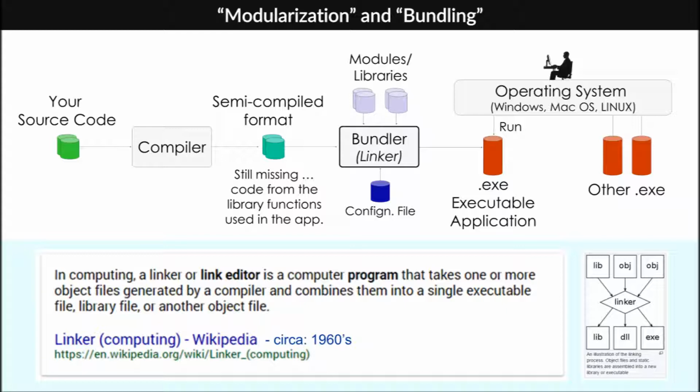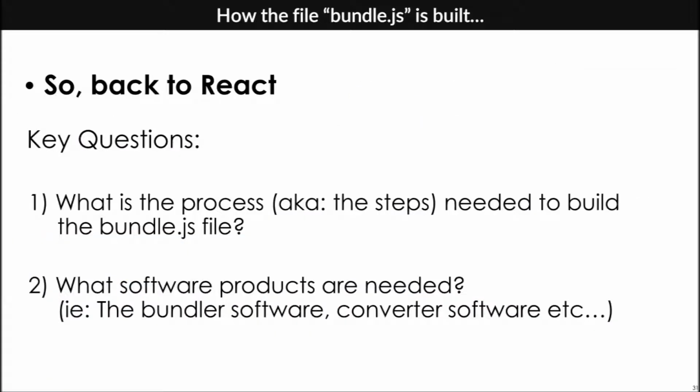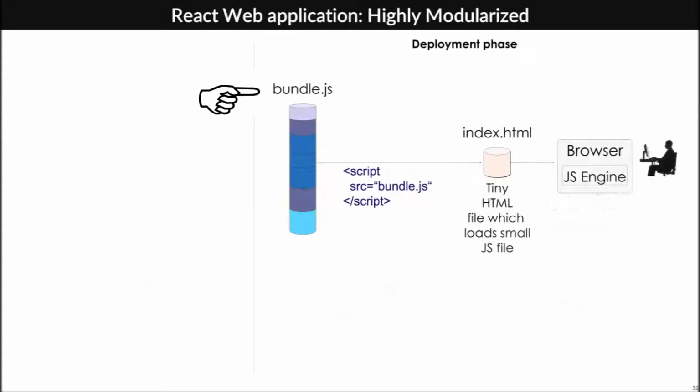That bundler or linker, or the link editor as it's sometimes called, has been around for a very long time in computer technology. In fact, Wikipedia dates it to something like the 1960s. So back to React. What are the key questions? Question 1, what is the process or the steps that I did and is needed to build that bundle.js file? And question 2, what software did I use to create that bundle.js?